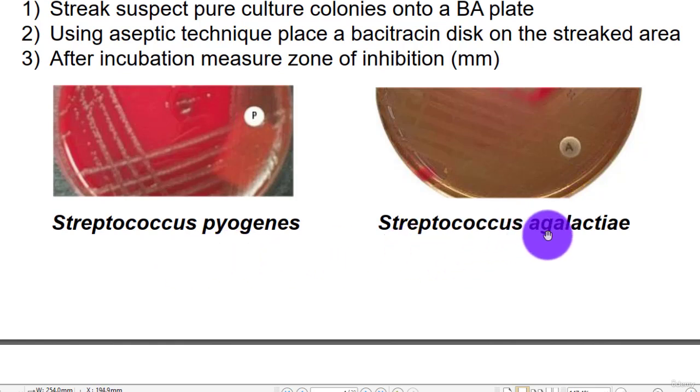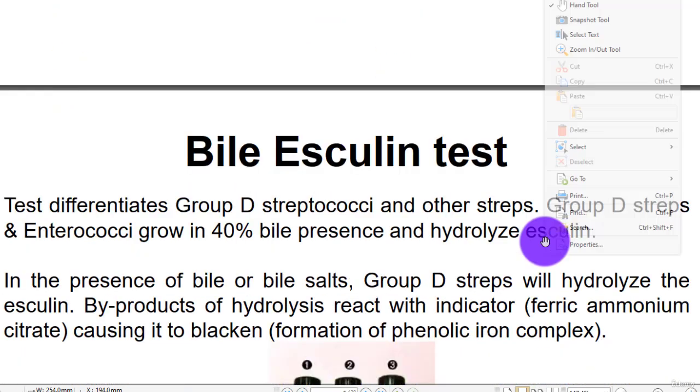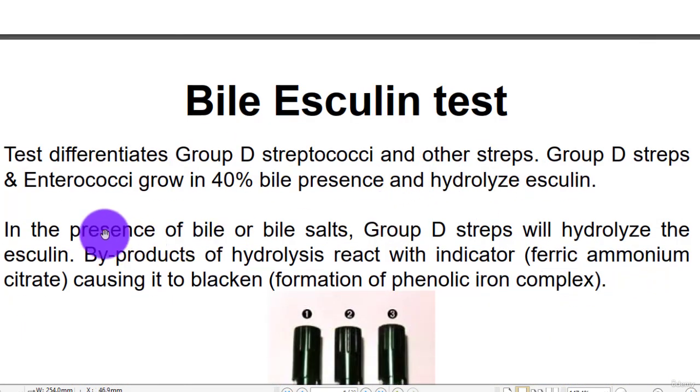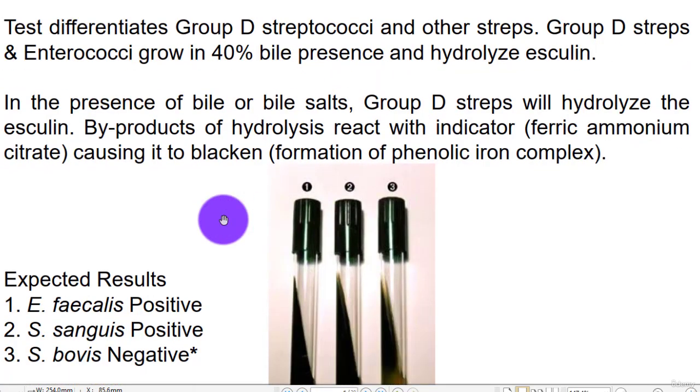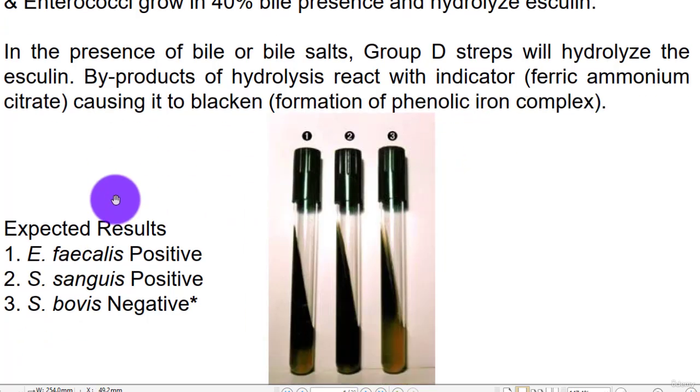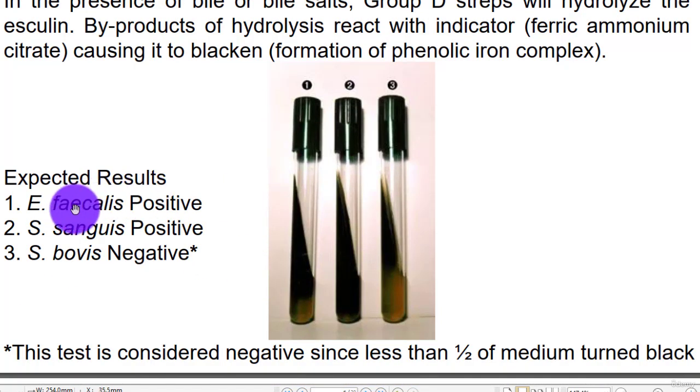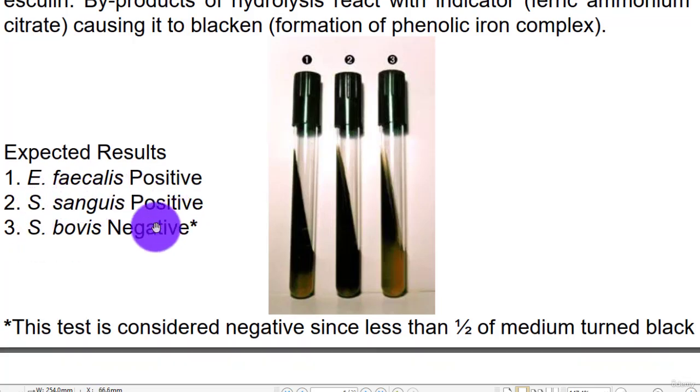Streptococcus pyogenes, Streptococcus agalactiae. Biochemical test to differentiate group D streptococci and other streps. Group D strep enterococci grow in 40% bile and hydrolyze esculin in the presence of bile or bile salts. Group D strep will hydrolyze the esculin, and the hydrolysis product reacts with the indicator ferric ammonium citrate. Expected result: positive.